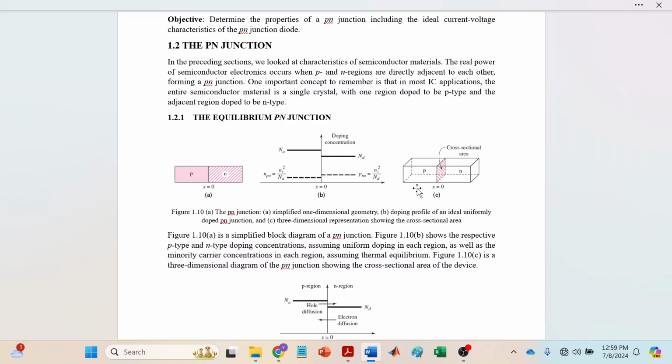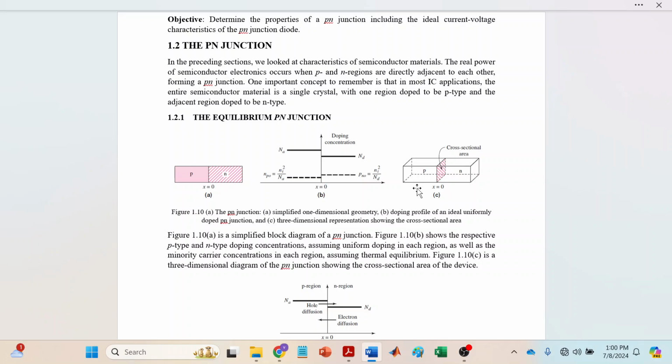But the real power of semiconductor electronics doesn't lie in just having electrons and holes that move, when you have the n-type or the p-type semiconductors individually. It lies when the p and the n regions are directly adjacent to one another, forming a pn junction.